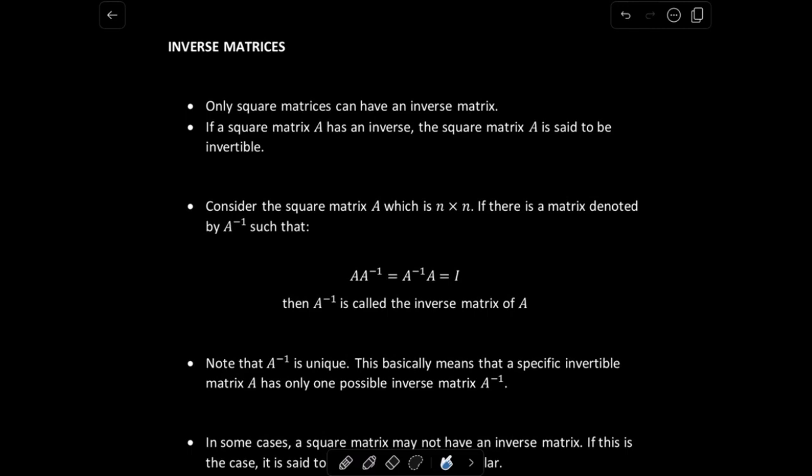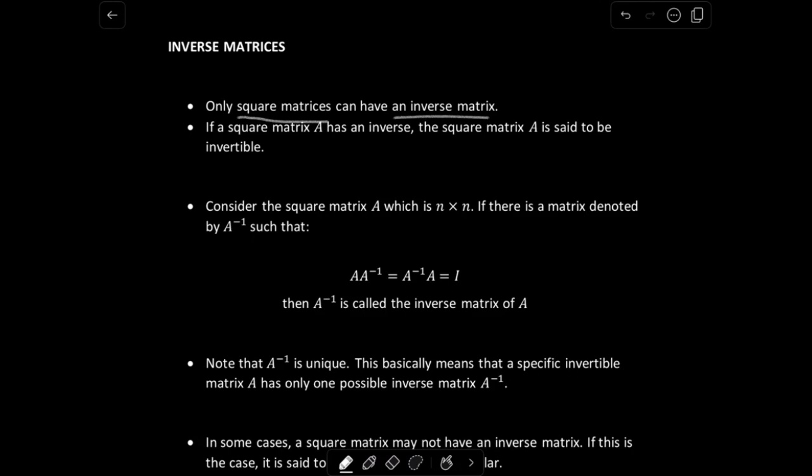All right, now that we've covered the identity matrix, we are now in a position to understand inverse matrices. So only square matrices can have an inverse matrix. So those 2 by 3, 5 by 7, 8 by 10, those are not square. They cannot have an inverse matrix. Only square matrices, 2 by 2, 3 by 3, 4 by 4, etc., can have an inverse matrix.